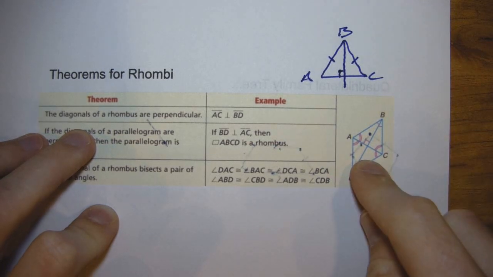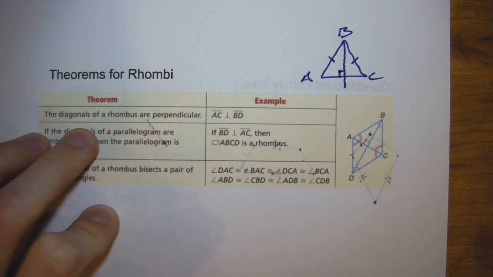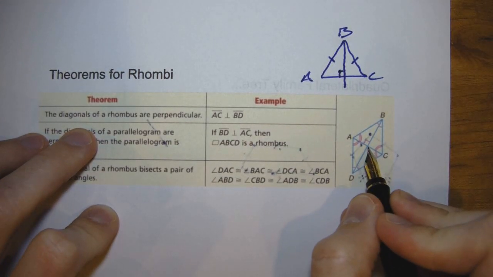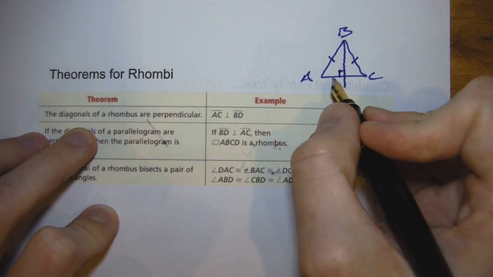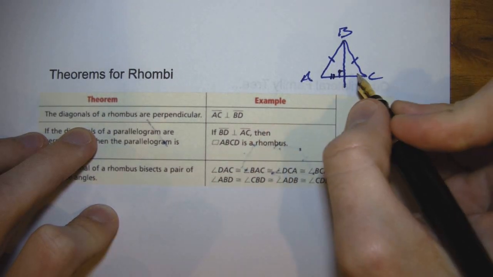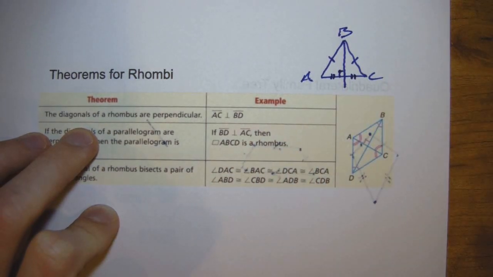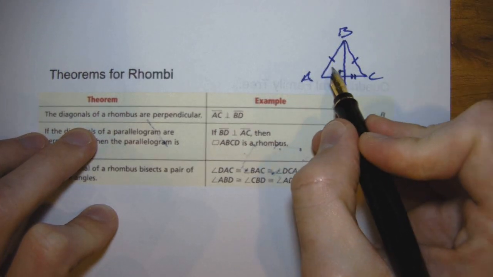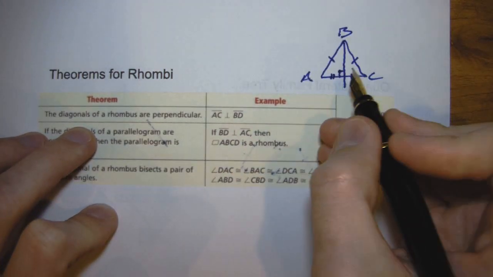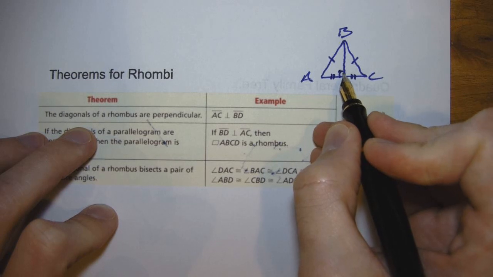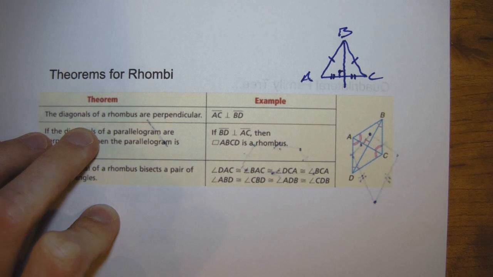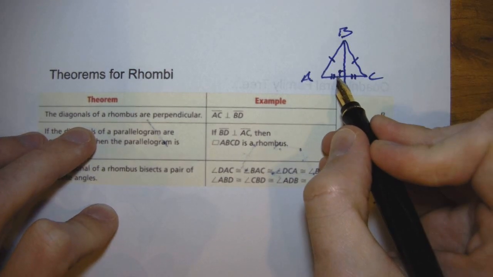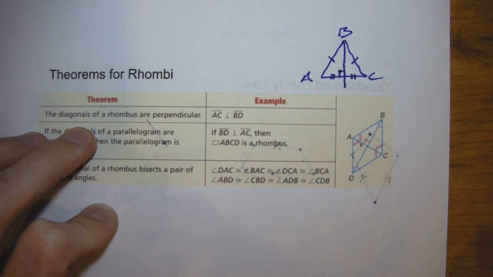Well, remember, if this is a rhombus, then we know that the diagonals will bisect each other. So this portion and this portion are the same. That means we've got congruent triangles on either side, which means this angle here on the left and this angle here on the right, made with our diagonals, have to be the same. Well, if they are the same and they're also a linear pair, ta-da, they're right angles.